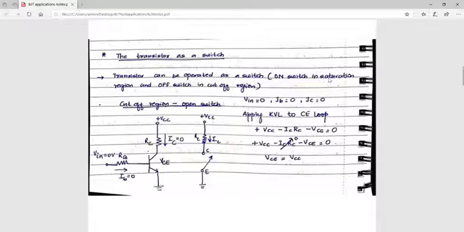Now when I say saturation region, both the junctions of the transistor are forward biased, whereas when I say cutoff region, both the junctions are reverse biased. Clear? And here also I'm using the common emitter configuration, where the emitter terminal is common to both the input side and the output side. Clear? Now in the cutoff region, the transistor will operate as an open switch.